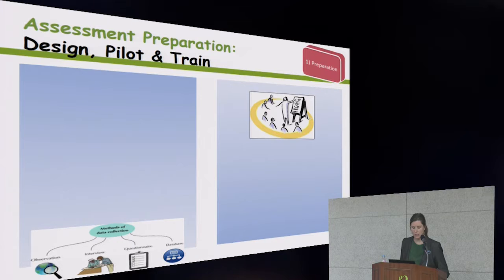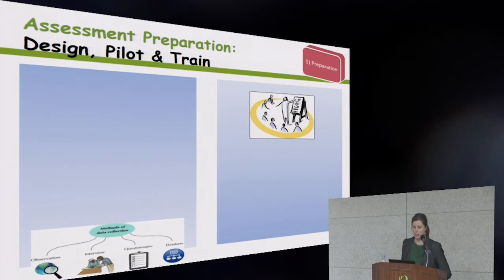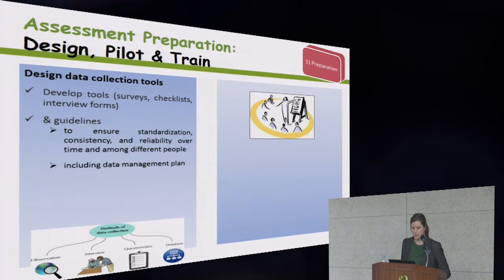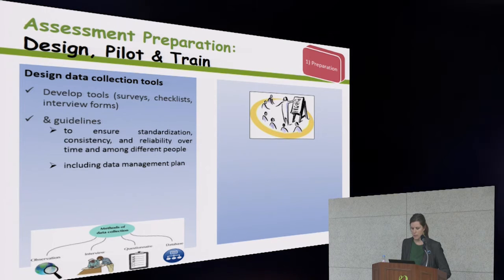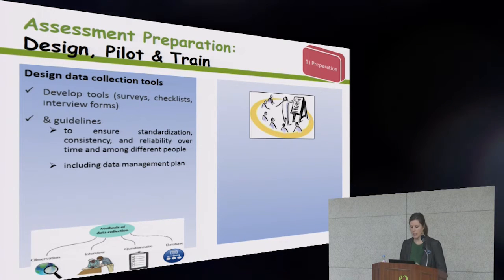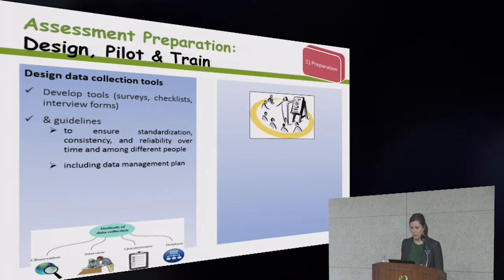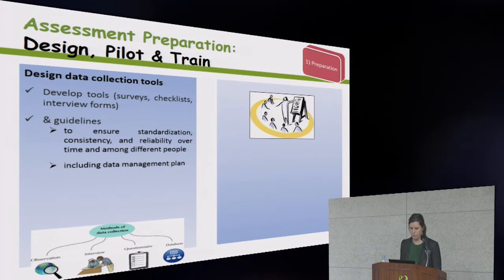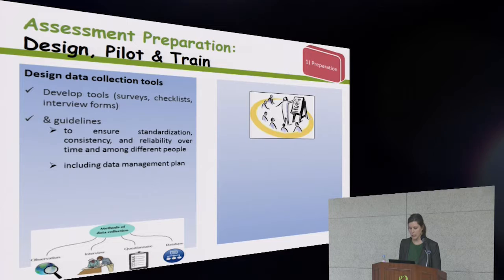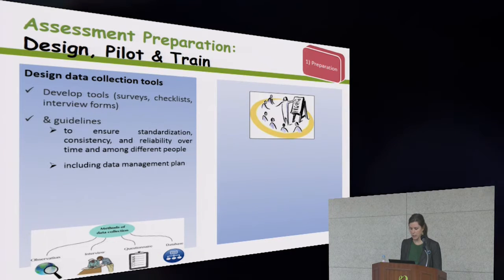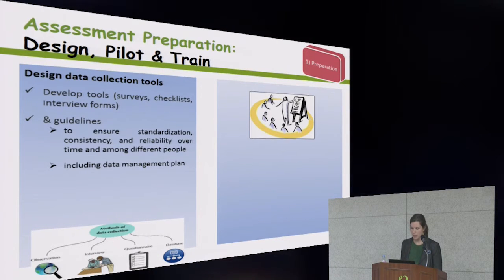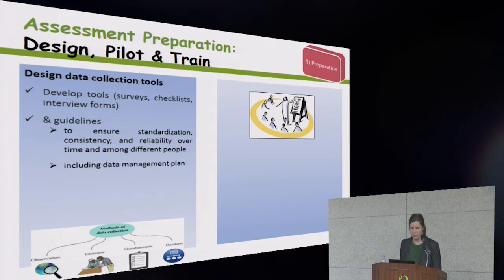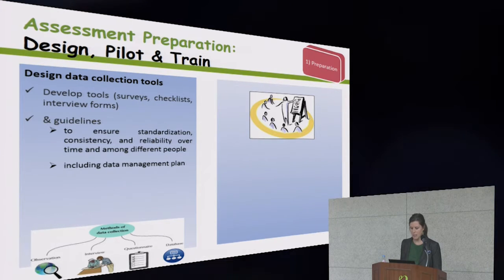So additional practical considerations for preparation of data collection include the designing of data collection tools as well as guidelines. So this helps ensure consistency and standardization and reliability of reporting over time and among different people. Guidelines can include a data management plan, including the set of procedures, people, skills, and equipment needed to systematically store and manage data.